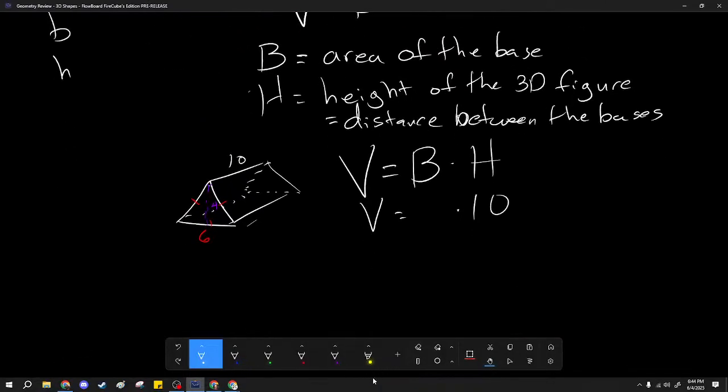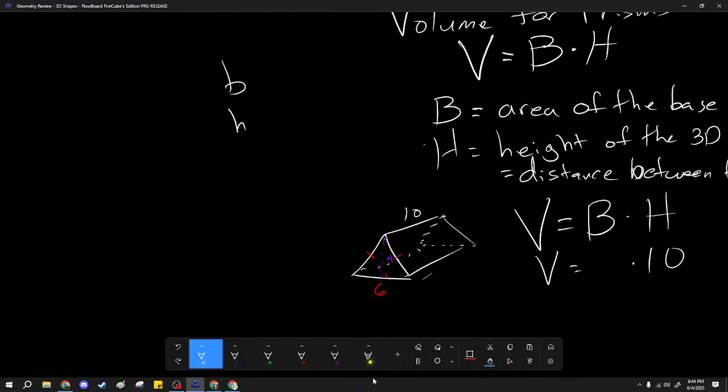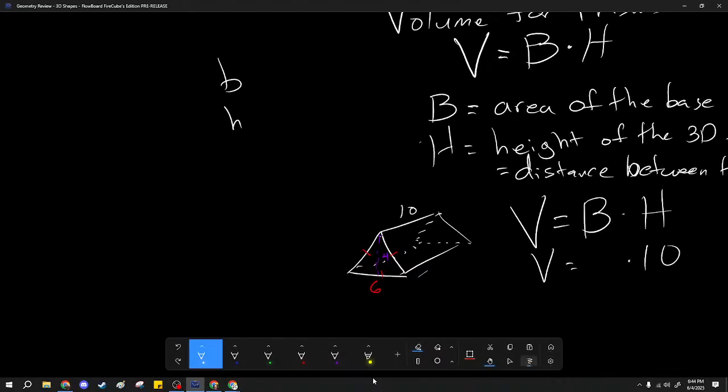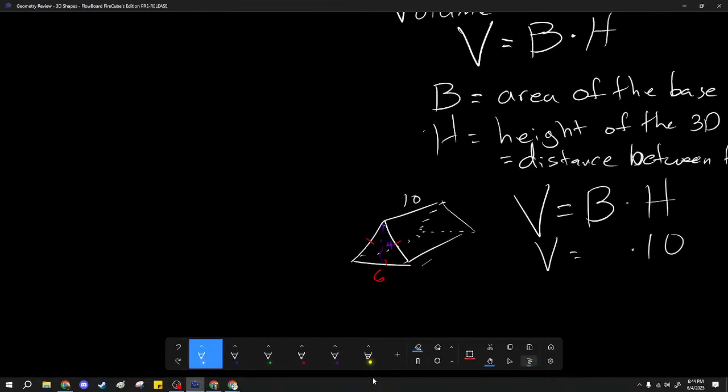So let's go ahead and see how we do that for a triangle. All shapes have their own area formula. So I'm going to write this. Area, I'm so bad at that.